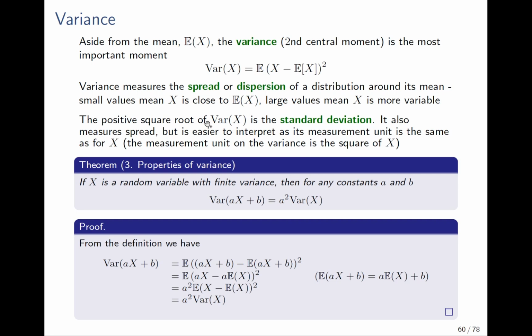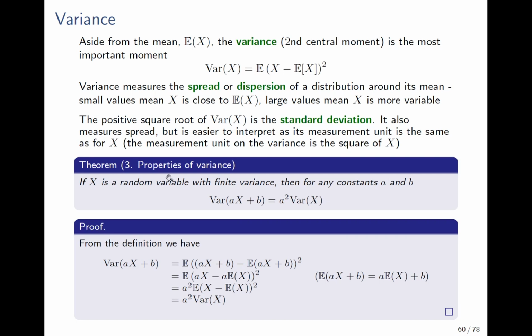The positive square root of the variance is known as the standard deviation. It also measures spread, but it's often preferred to the variance because the variance is a squared quantity. So taking the square root of the variance puts it back in the same units as the random variable itself, so sometimes it can be easier to interpret for that reason, because the units are back to that of the random variable.